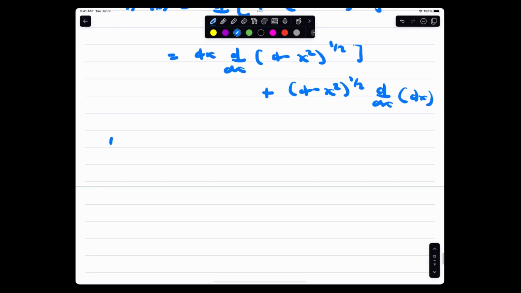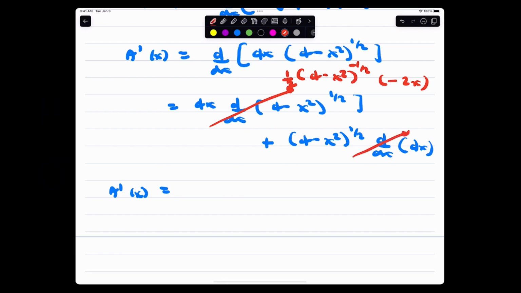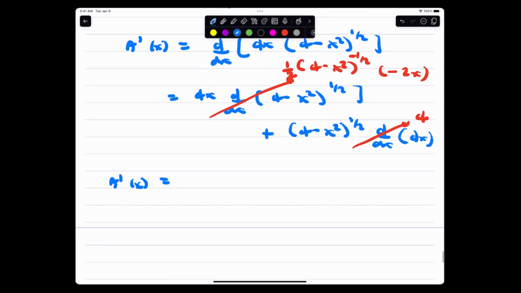Let's find that derivative. And this here, okay, let me see if we have space. That's going to be (4 minus x squared) to the 1/2, right? To the minus 1/2 times negative 2x. And this derivative is nice. That's only going to be 4. Okay, so let's see what this becomes.